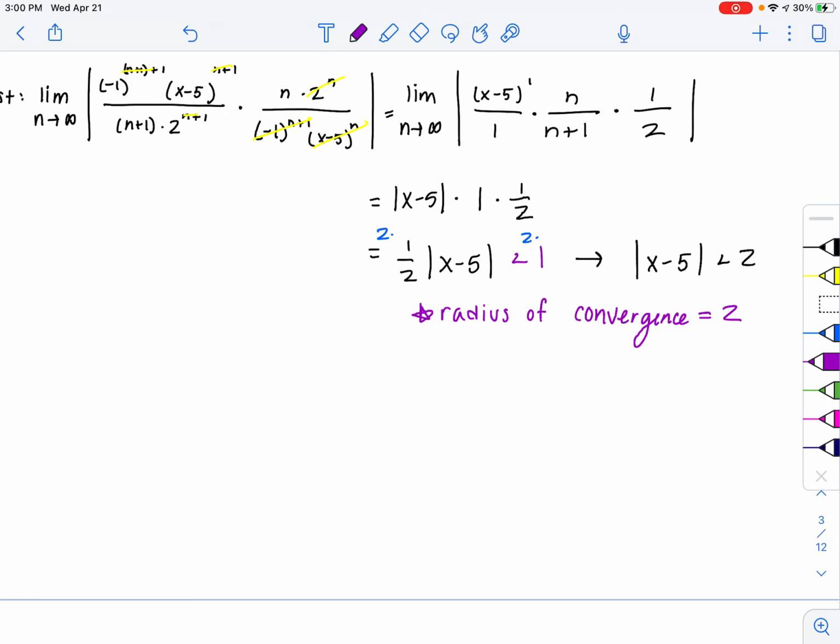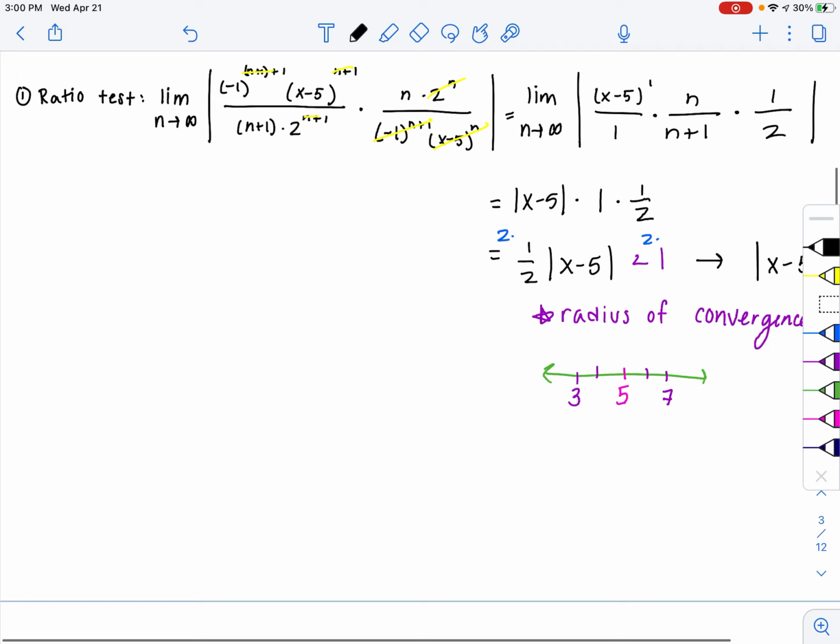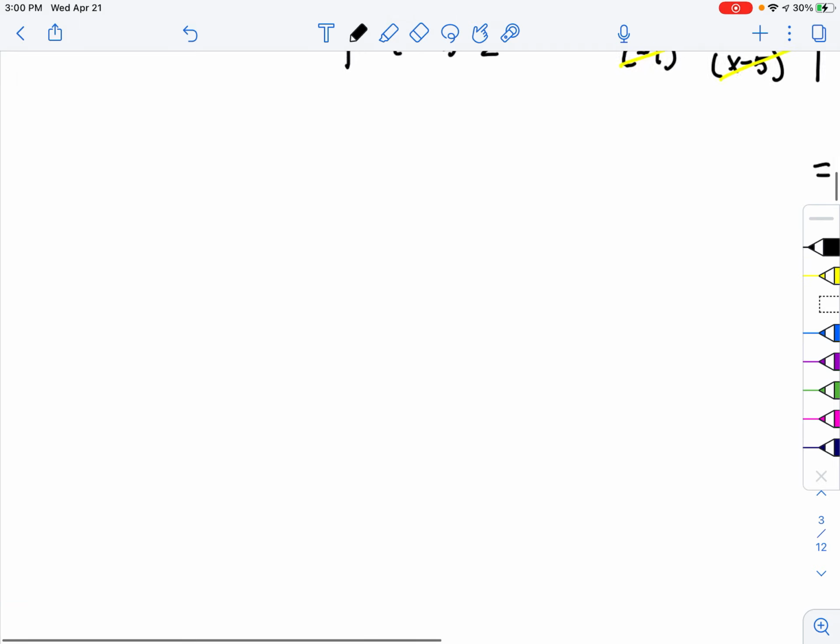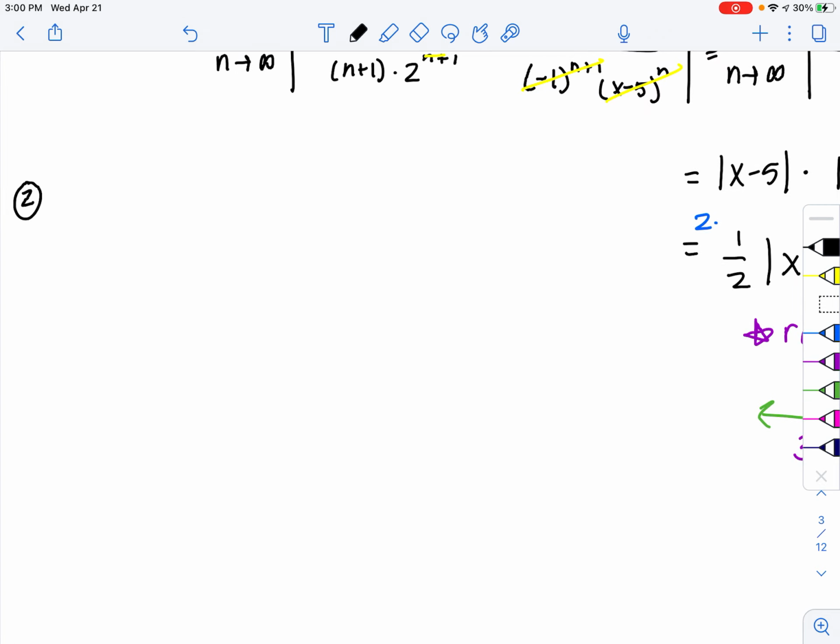So if we think about what that means on a number line, we were centered at the point 5. So if I go 2 spots to the right, I'm at 7, 2 spots to the left, I'm at 3. So we have to be careful when we're finding the interval of convergence. We want to know, do you include or not include the endpoints? So you have to test them separately. So after the ratio test and you find your radius of convergence, we are going to test the endpoints, and you're going to test them each separately, or independently, as the problem said.